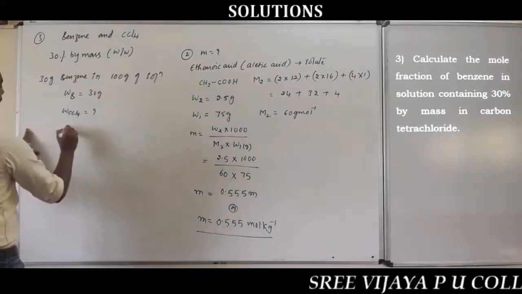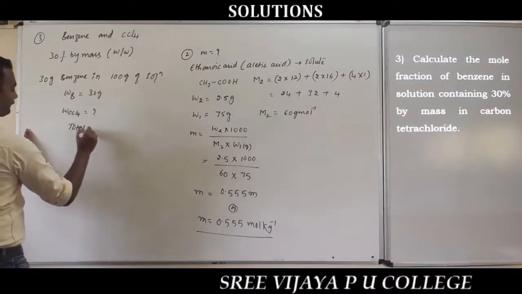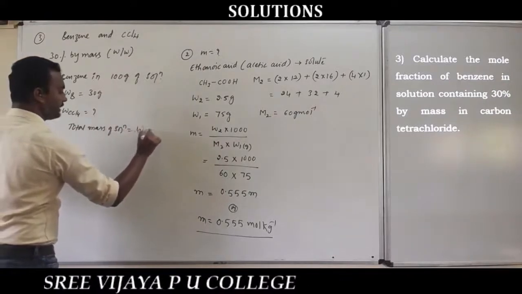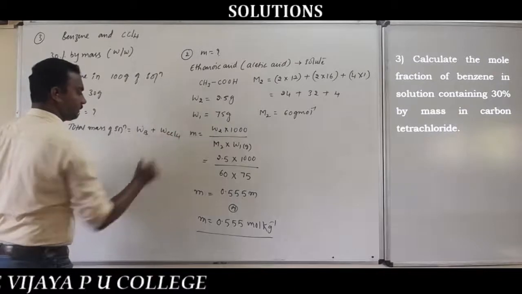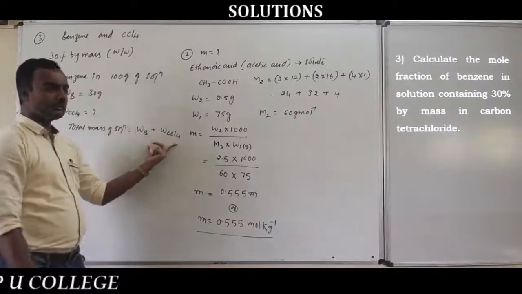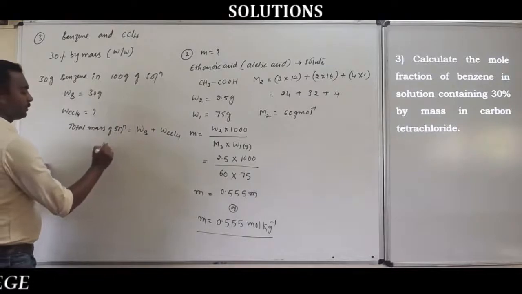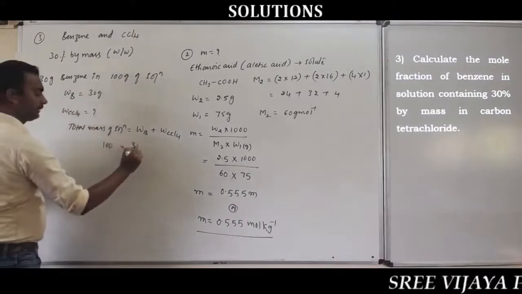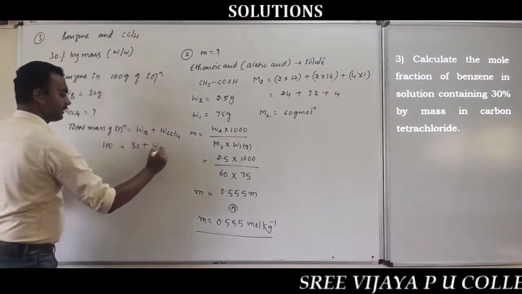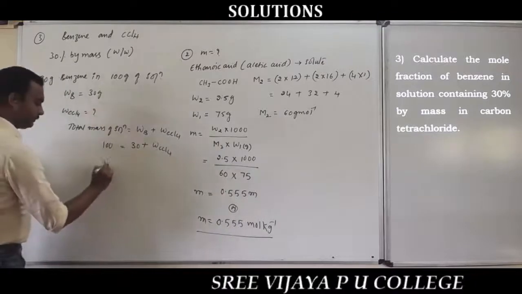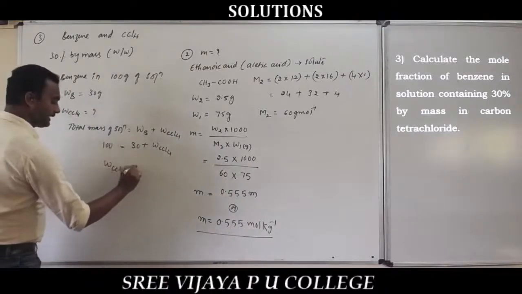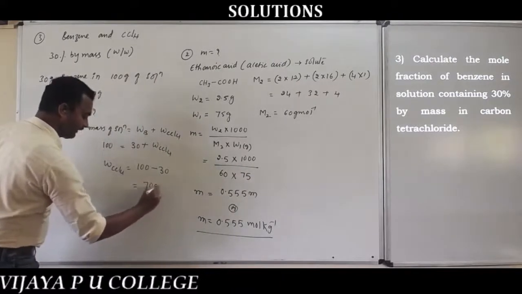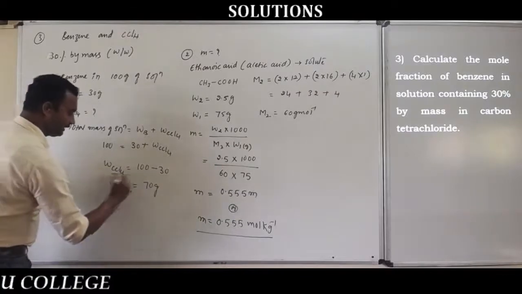So therefore the total mass of solution is equal to mass of benzene plus mass of carbon tetrachloride. If we add our component masses, we get the total mass of the solution. We know that the total mass of solution is 100 gram. That is equal to mass of benzene, that is 30 gram, plus mass of carbon tetrachloride, which we have to calculate. So therefore mass of carbon tetrachloride is equal to 100 minus 30. That is equal to 70 gram. That is the mass of carbon tetrachloride.